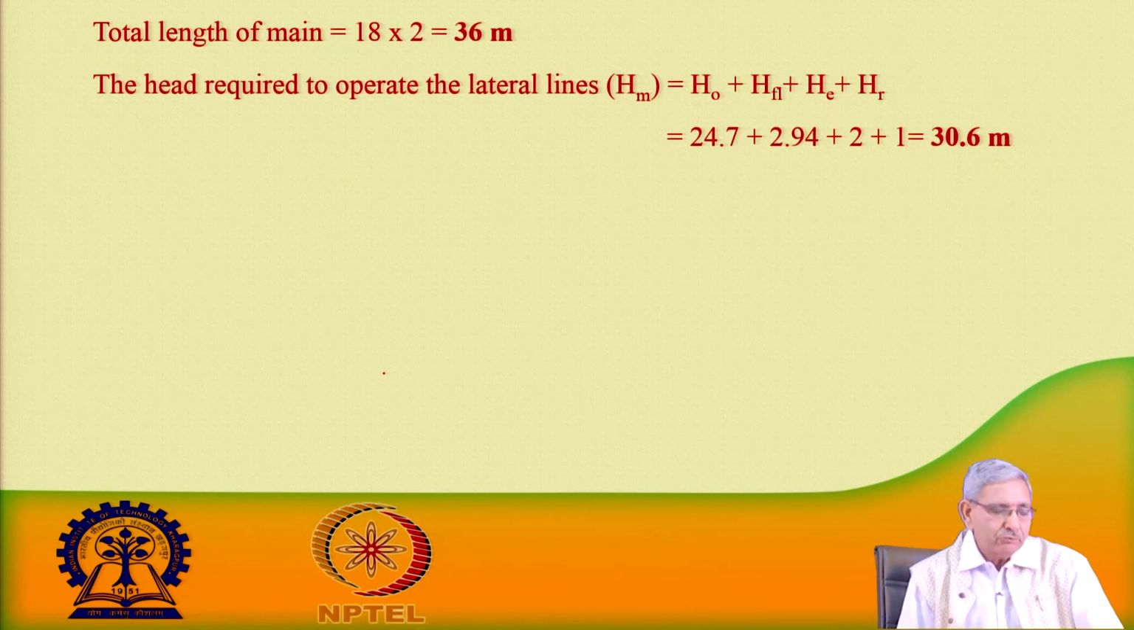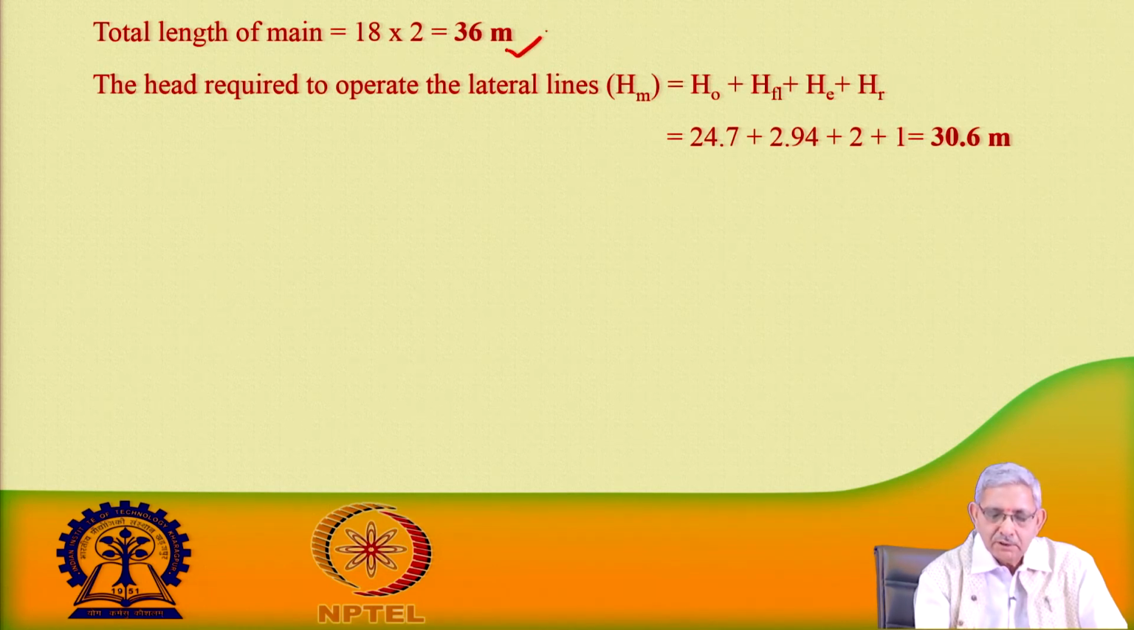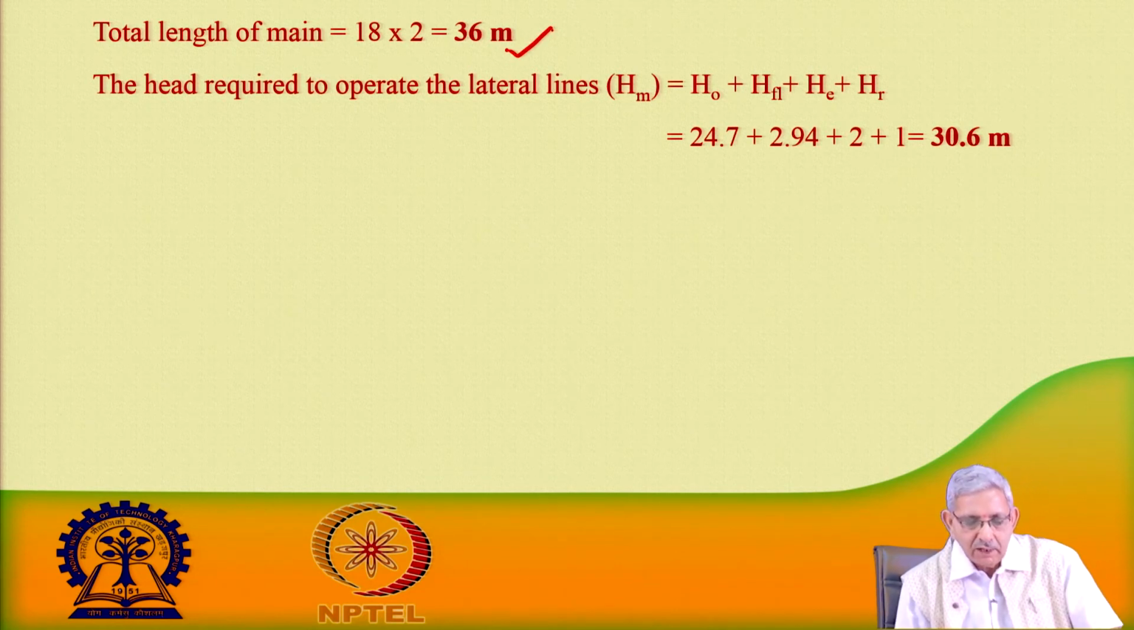Now we will estimate the head loss due to friction in the main pipeline, because the lateral is directly attached with the main pipeline. The total length of the main, between which two sprinkler lines are attached at 18 meter spacing, is 36 meter.